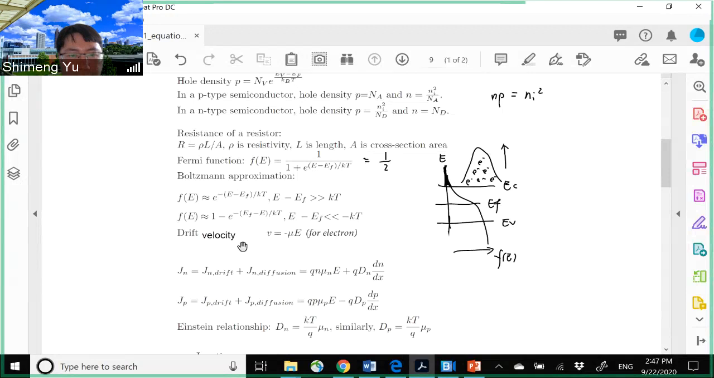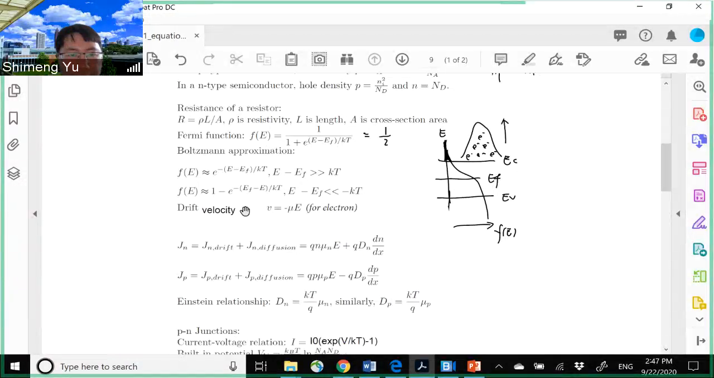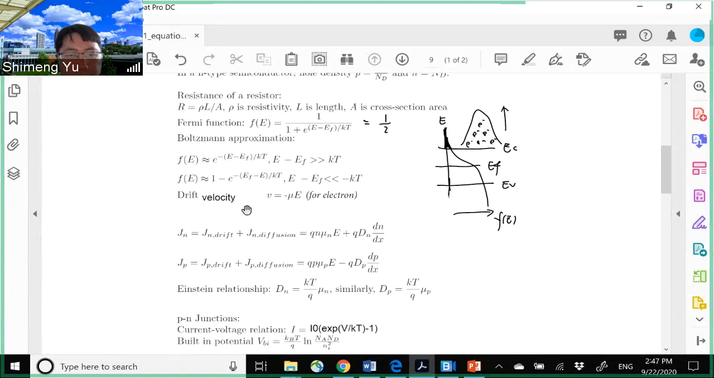So this is the Fermi function. And then the drift velocity: for the electron, we have the velocity equals to mu E. Mu is mobility. Here, the negative sign is for the electron. And for the hole, you will have the V equals to mu E for the hole.